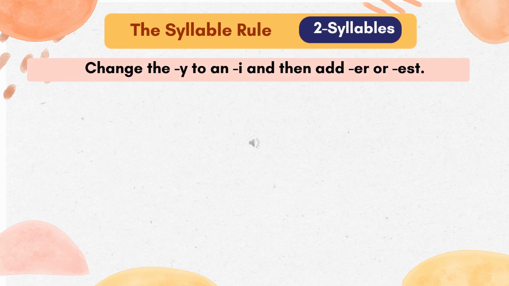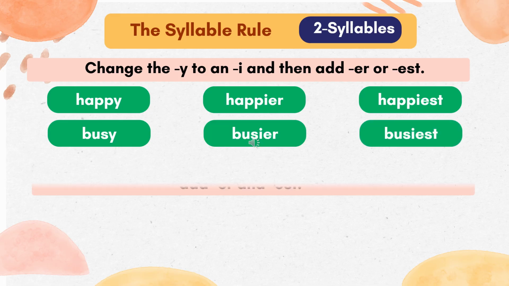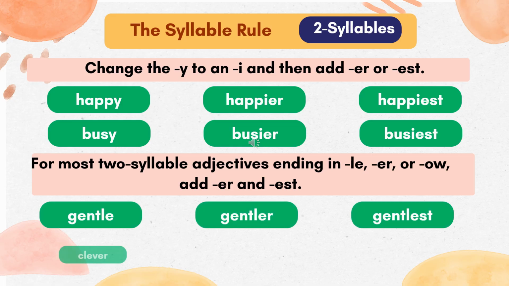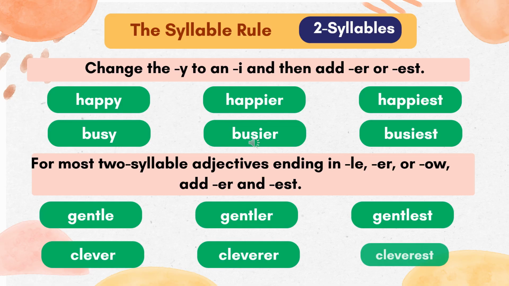For two-syllable adjectives, we have two main rules. First, if the adjective ends with a y, like happy or busy, you change the y to an i and then add -er or -est: happy, happier, happiest. Second, for many two-syllable adjectives ending in -le, -er, or -ow, you can simply add -er and -est: gentle, gentler, gentlest. For other two-syllable adjectives, we use a different method. Let's look at that next.